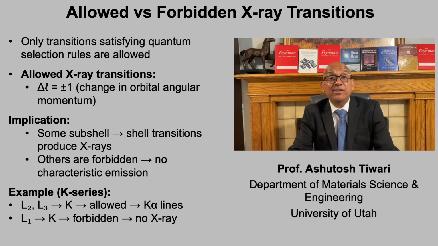Let us look at the K series as a concrete example. Transitions from the L2 and L3 subshells to the K shell are allowed. These correspond to well-defined, well-known K-alpha lines. However, the L1 to K transition is forbidden under the dipole selection rule. Therefore, it does not produce a characteristic K-line X-ray. Understanding these selection rules is essential because they explain why certain X-ray lines appear in EDX spectra and why others, even though energetically possible, are never observed.